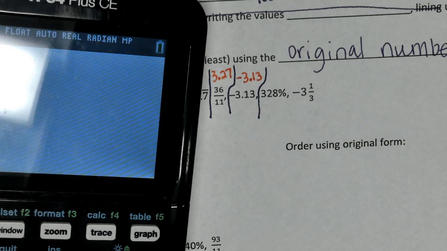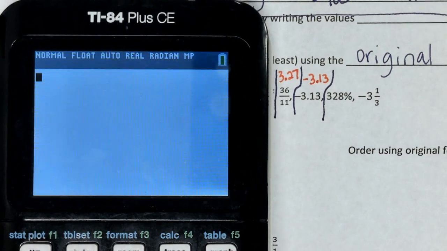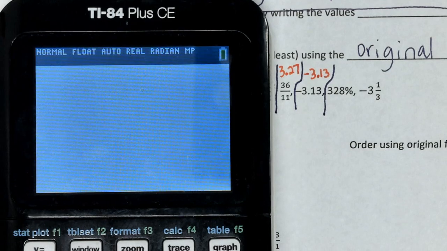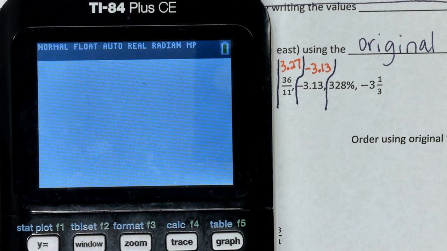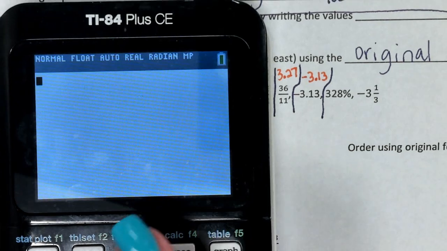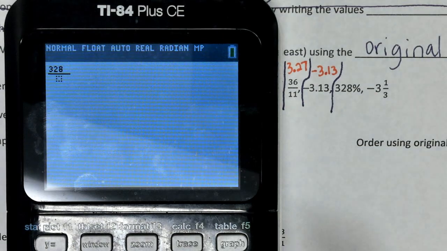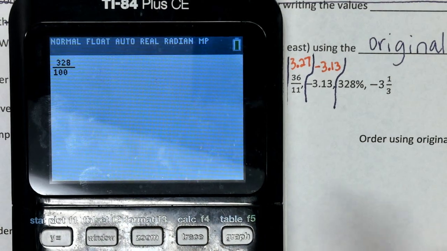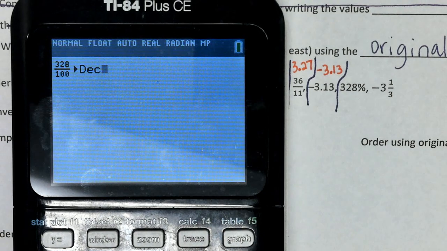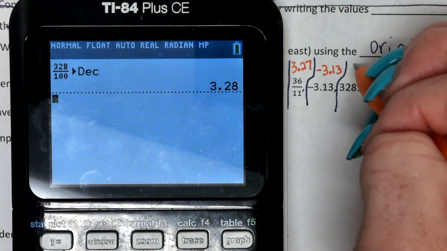Okay, how do we change a percent to a decimal? We wrote it up in our notes. Go look. Put it over 100. But we got to do alpha y equals. So alpha y equals, put the percent on top. So 328. Put 100 on bottom. Arrow out. Math, decimal, enter. $3.28.